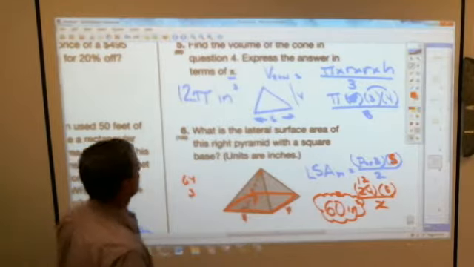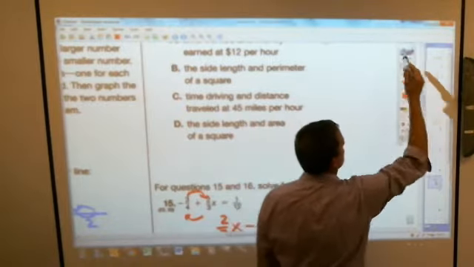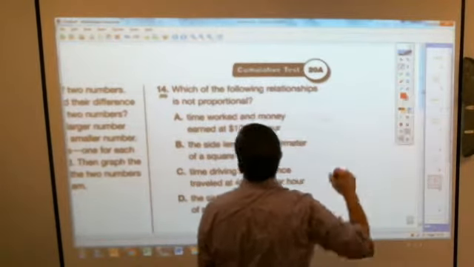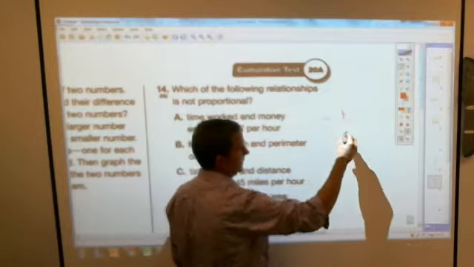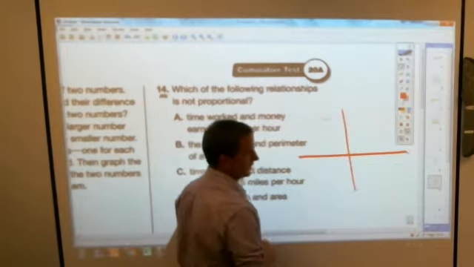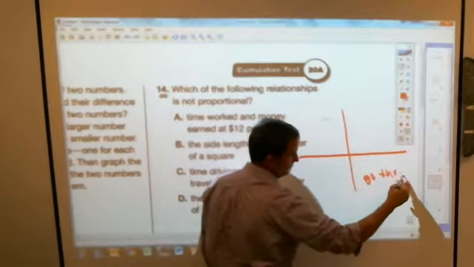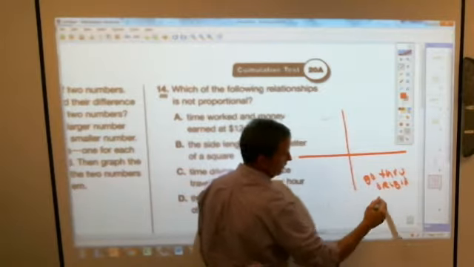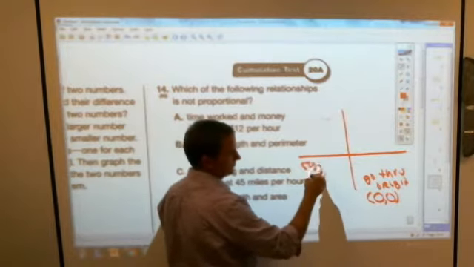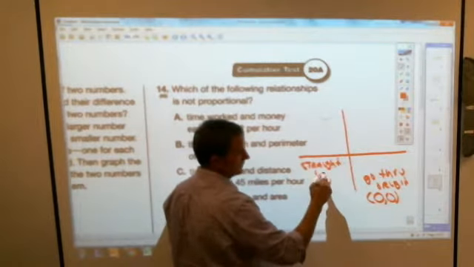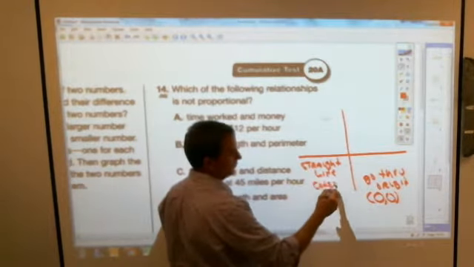For number 14, could you explain what something has to be for it to be proportional? Proportional things have to do this. If you think about the graph of it, it has to go through the origin, which means when one thing is 0, the other thing has to be 0. And it has to be a straight line. And for something to be a straight line, it must have a constant of proportionality.